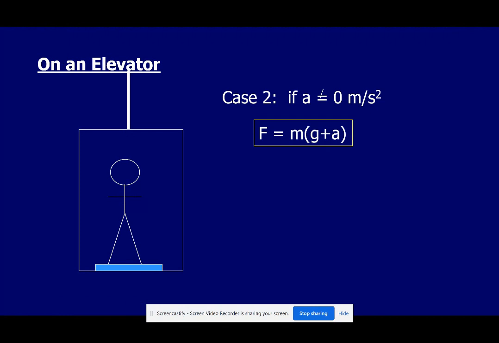However, if the acceleration is not 0, then we use this instead. And I usually write it like this. F apparent equals m times g plus a, just to remind myself that it's for apparent weight. Now, if you're using your formula sheet at home, this isn't on your formula sheet, so you can add it to your formula sheet if you want.